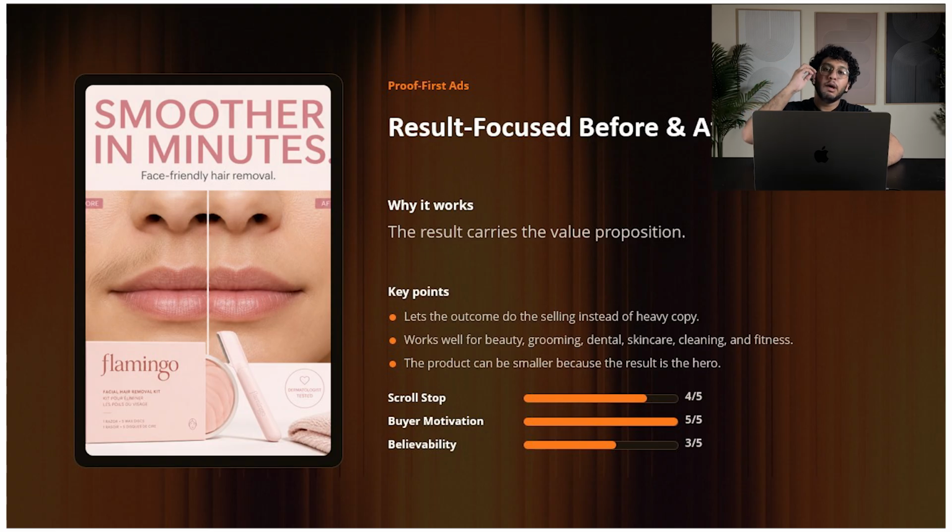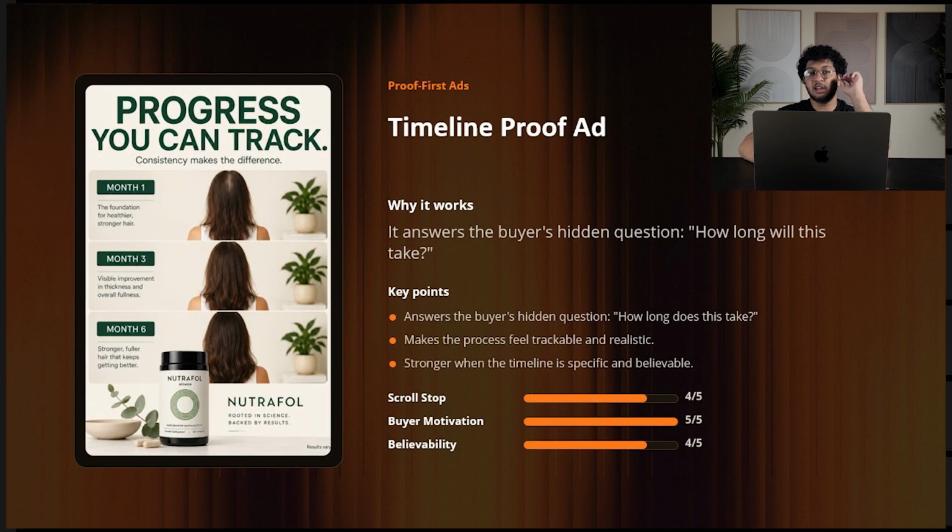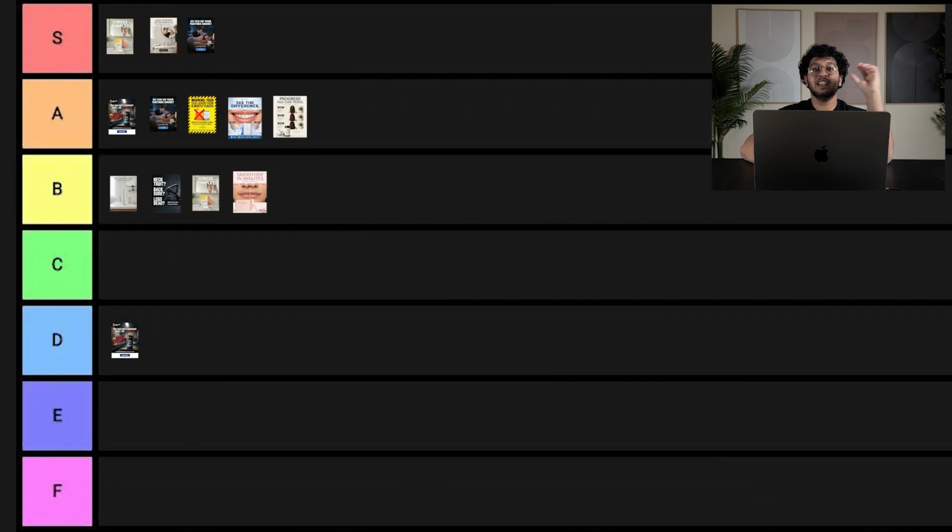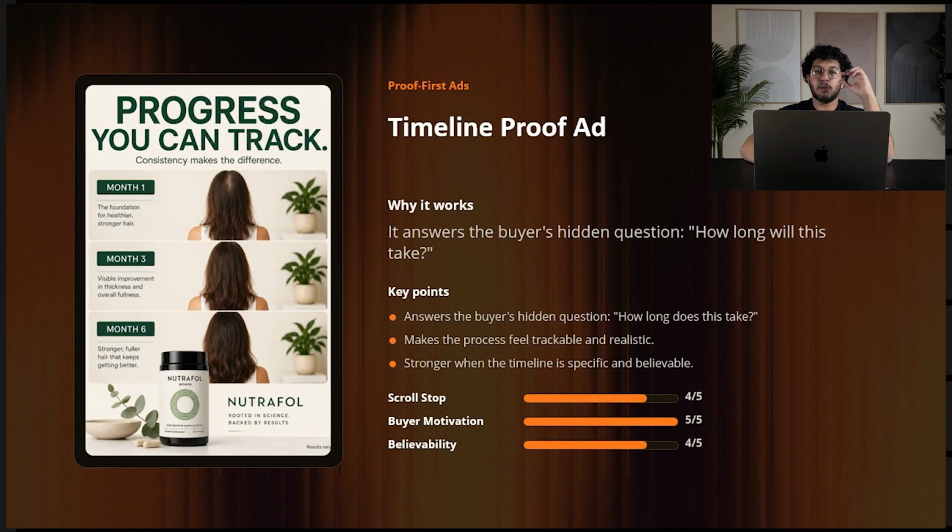So I like it, but I'd rank the broader before and after format higher than this narrower result focused version. Next is the timeline proof. Timeline proof is A tier. This answers the buyer's hidden question: How long will this take?